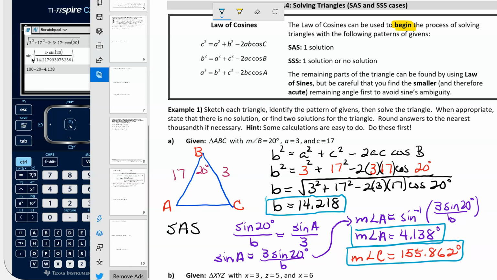Since we've now found the other three missing parts of the triangle, we've solved the entire triangle. I do want to point out that angle C turned out to be obtuse. If we had tried to solve for angle C before solving for angle A, we would have gotten an acute angle and an incorrect answer. All right, let's try B.